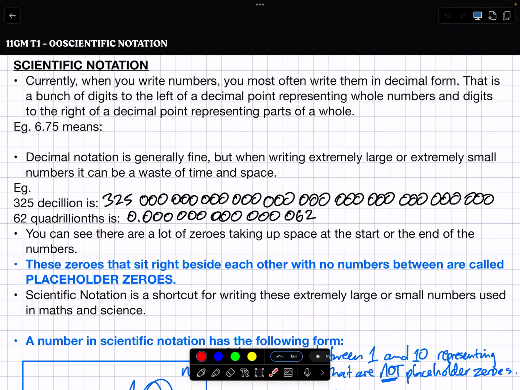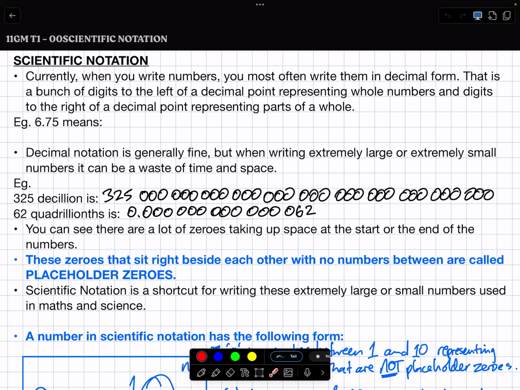Okay, your first lesson is about scientific notation. Currently, when you write numbers, you write them mostly in decimal form because everyone hates fractions, all right? That is a bunch of digits to the left of a decimal point. They represent whole numbers. And there's digits to the right of a decimal point representing parts of a whole. We have an example here.